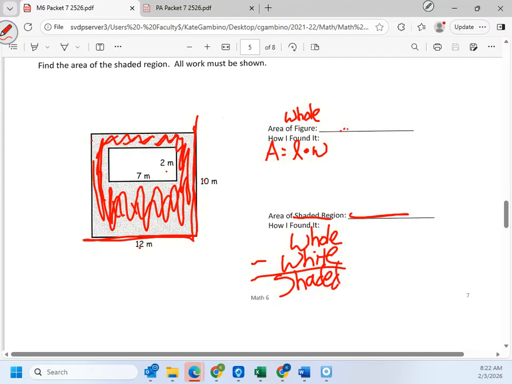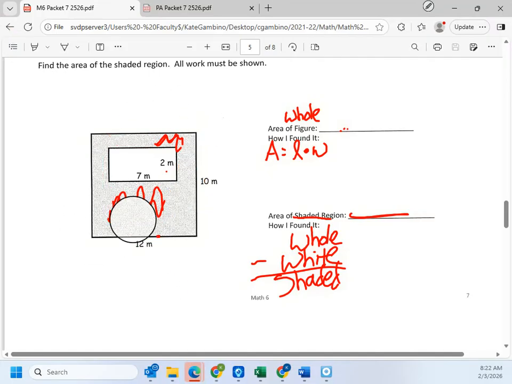So up top, it's the whole big rectangle. Subtract out the white rectangle, and you're left with the shaded area. The whole minus the white equals the shaded. Next page.